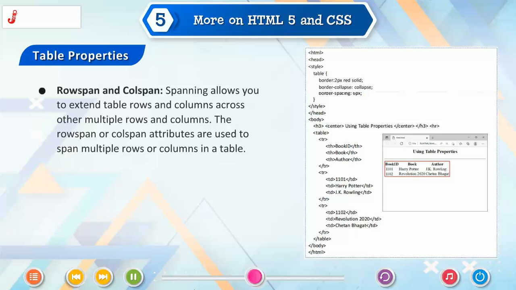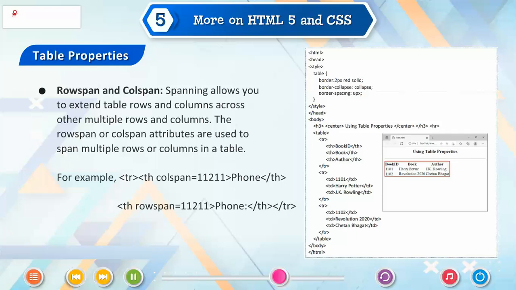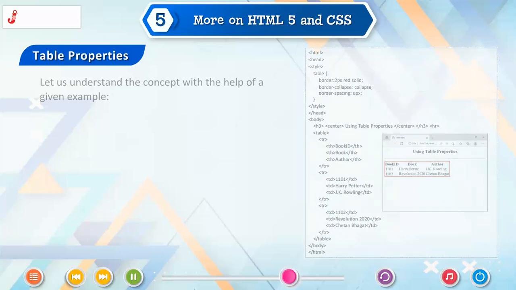Row span and col span. Spanning allows you to extend table rows and columns across other multiple rows and columns. The rowspan or colspan attributes are used to span multiple rows or columns in a table. For example, open tr tag, open th tag, colspan="2", phone, close th tag. Open th tag, rowspan="2", phone, close th tag, close tr tag. Let us understand the concept with the help of a given example.